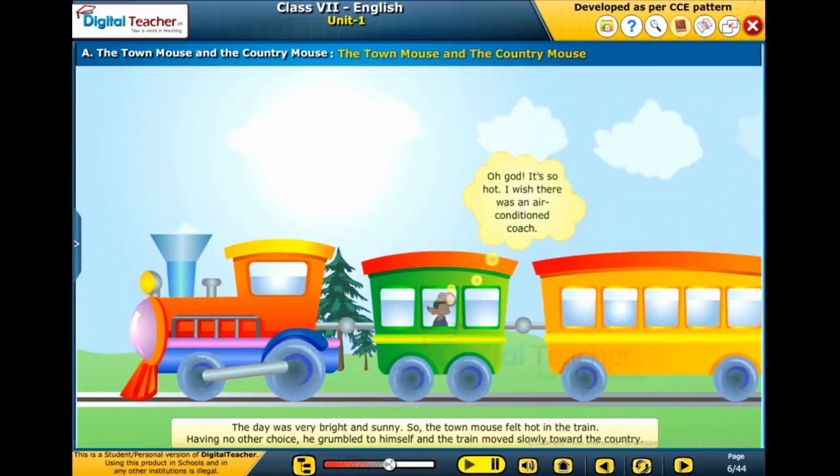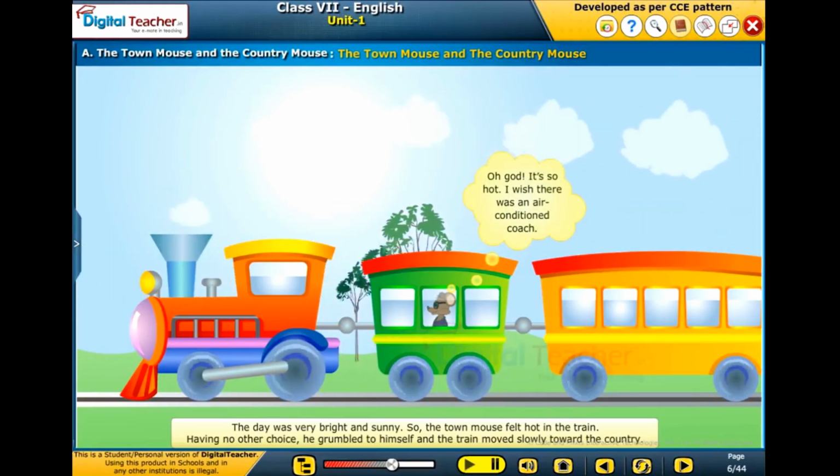Oh God, it's so hot. I wish there was an air-conditioned coach.